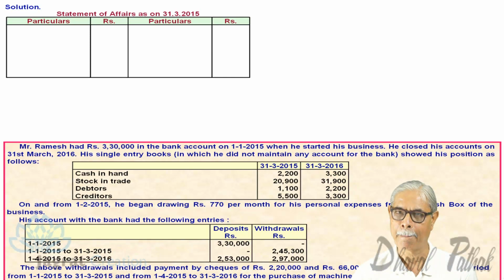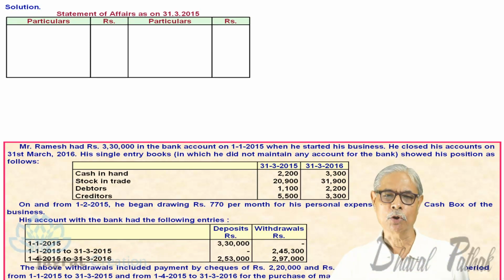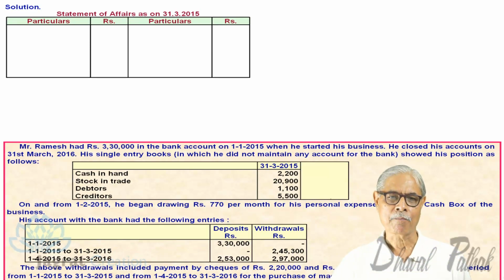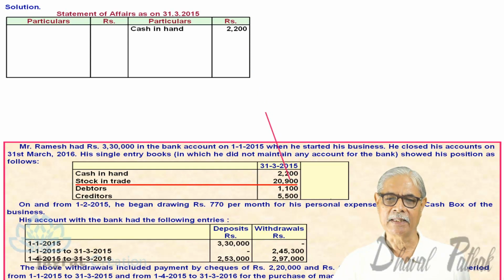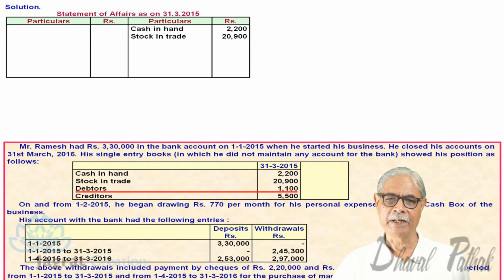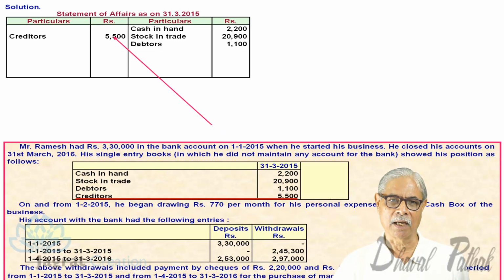Now see, I want to solve this sum as I told you. Cash in hand will appear on the balance sheet asset side, meaning the statement of affairs asset side. Stock in trade 20,000 will appear on the asset side, 20,900. Debtors 1,100, asset side. Now creditors will appear on the liability side.